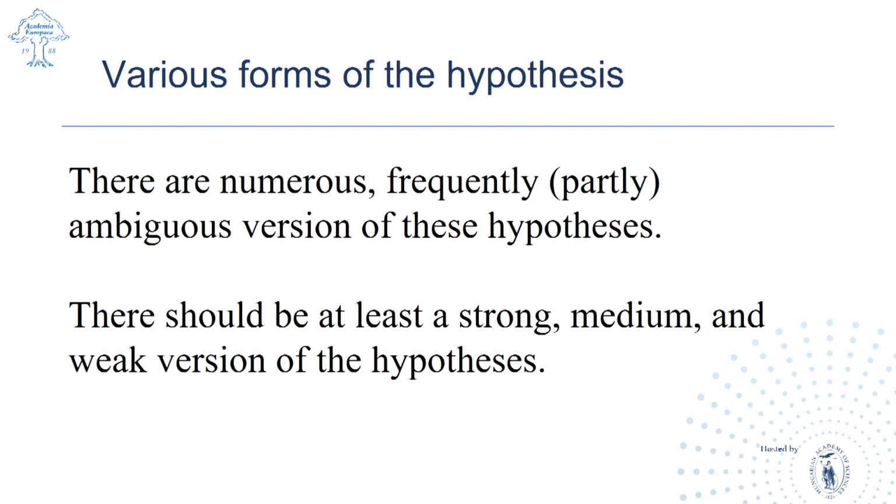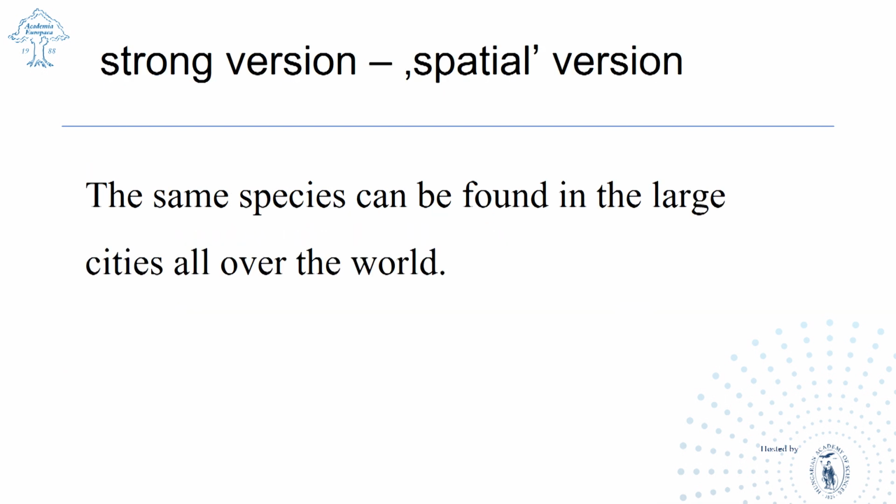So my proposal is at least that we should speak about a strong, a medium, and a weak version of the homogenization hypothesis. The strong version is the spatial version. It says that the same species can be found in the large cities all over the world, okay? That's probably based on the simple idea of a tourist, that if you are in New York or Budapest or Berlin, you can find pigeons everywhere, okay? So that's the basic idea. Huge cities are very similar over the world, and you can find the same species over there.